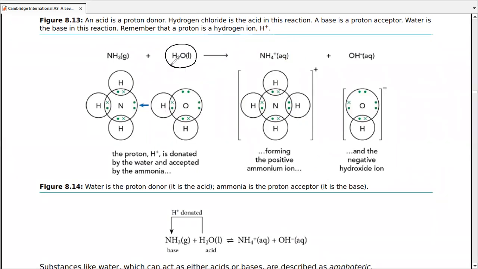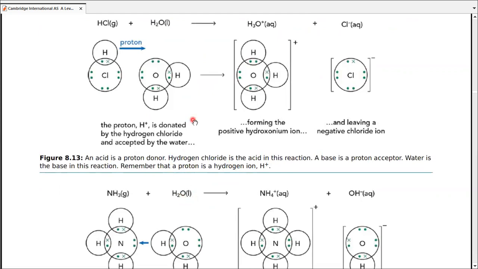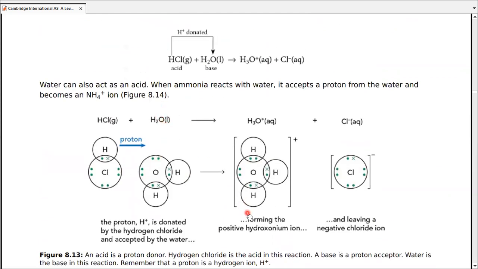Take a look. Water is reacting with ammonia and forming ammonium ion and hydroxide ions, but in this case water is considered an acid because it donates the proton, and on the other hand ammonia is considered the base because it accepts the proton. Now you must be thinking that water is behaving in two different ways. It's an acid in this reaction and it's a base in this one.